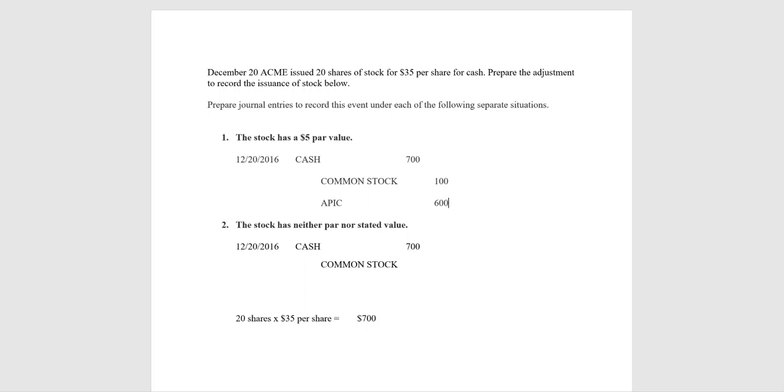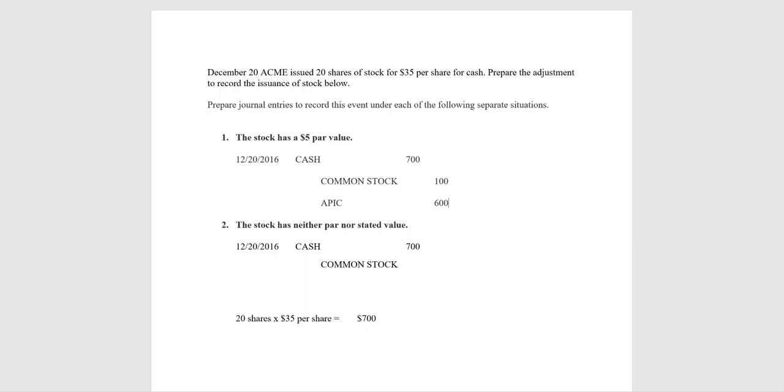That's a plug amount. The other $600, that $700 of cash, 100 of it is attributable to our common stock's par value of $5 per share. The remainder is recorded as a credit to additional paid in capital. So that's where that $600 is coming from.